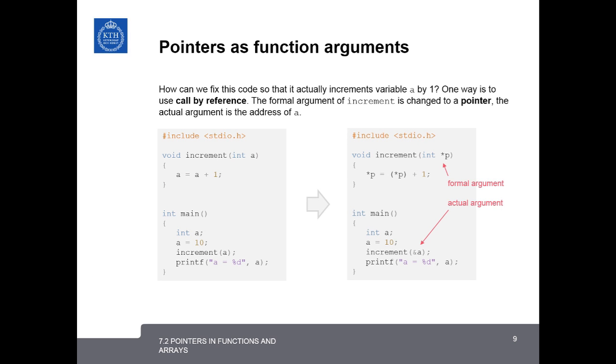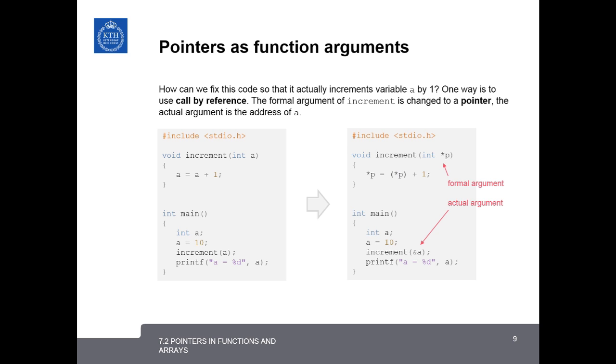So, how can we modify our code so that it properly increments the variable by 1? The trick is that previously we had used functions as call by value, meaning that the actual value of the variable was passed to another function. In this case, it was increment. Strictly in C, everything is call by value.